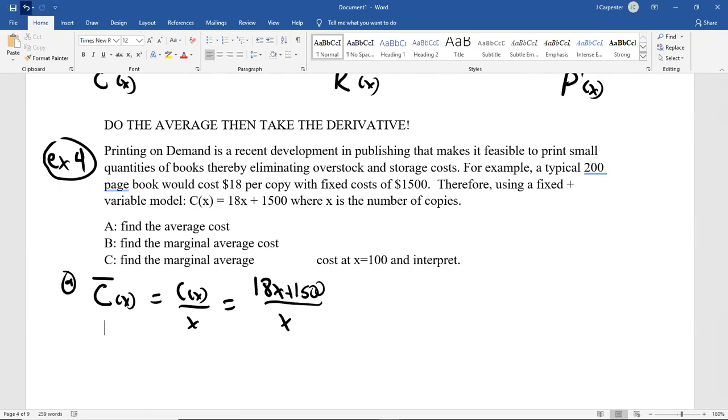Let me write it a little cleaner though. I don't know why I got so ugly all of a sudden. Come on, thank you. This is our C bar. This is our average cost function.